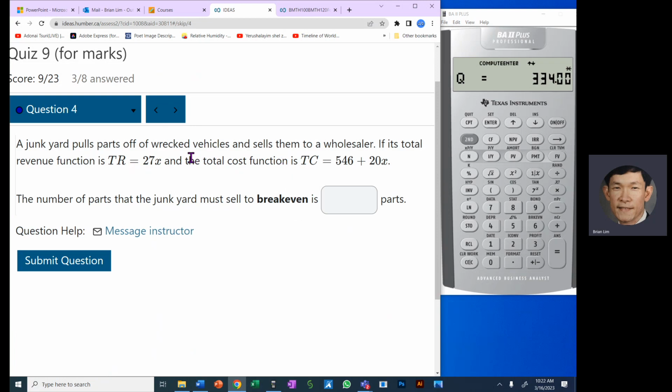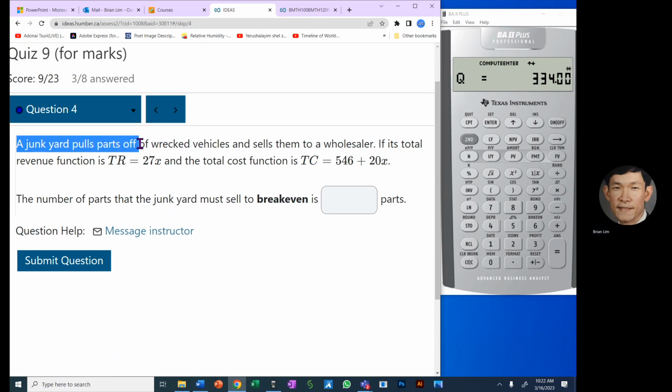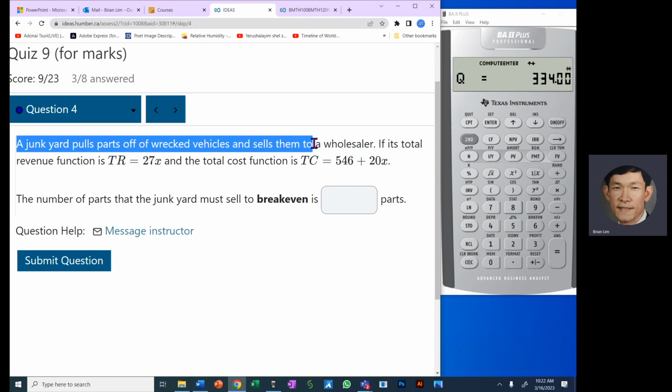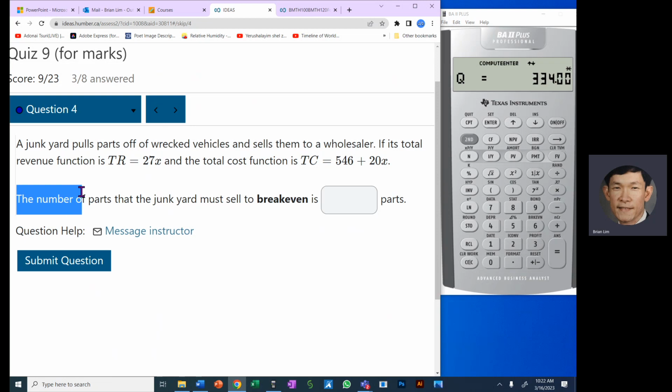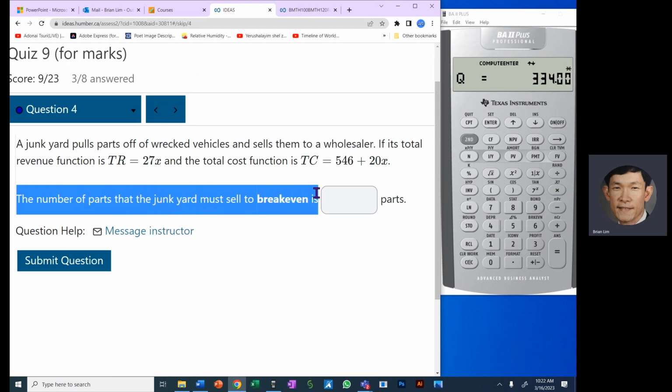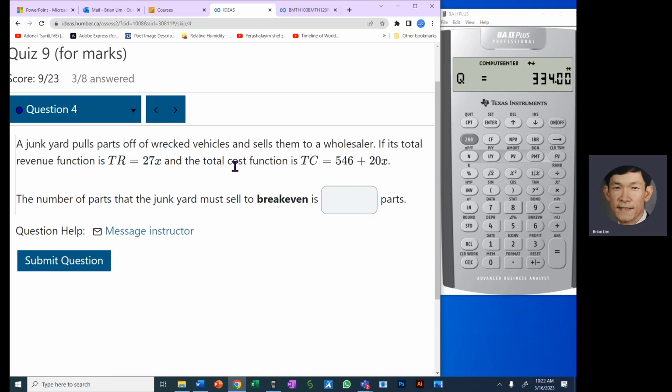We have the same, except a different scenario, meaning a junkyard pulls parts off of wrecked vehicles and sells them to a wholesaler. If its total revenue function is total revenue equals 27 times X, and the total cost function is 546 plus 20X, it's required to find the number of parts that the junkyard must sell to break even.